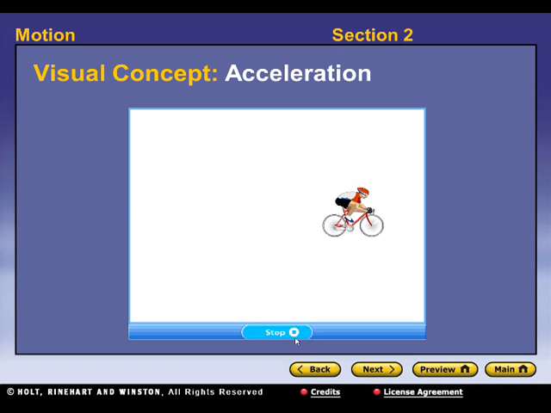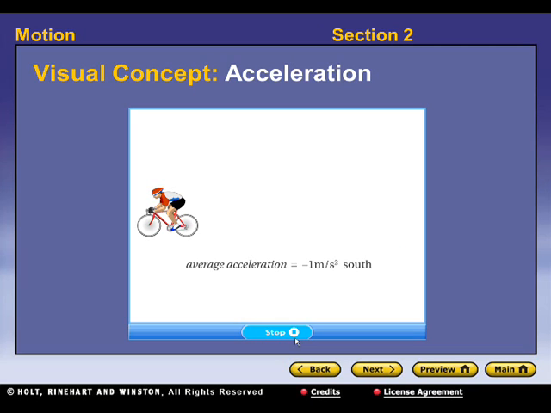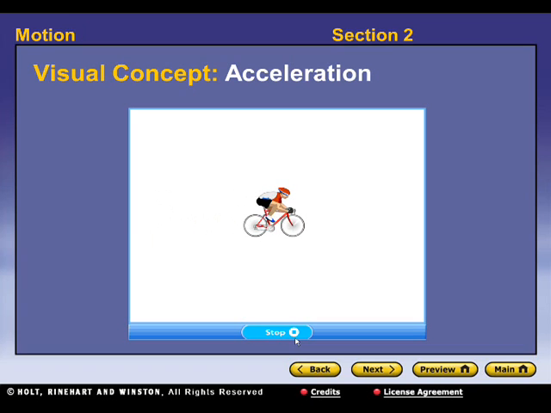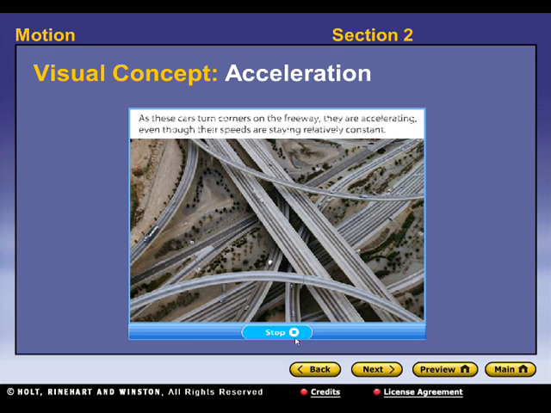If an object slows down and is traveling in a positive direction, the change in velocity is a negative value, so its acceleration will also be a negative value. If an object has a negative velocity, such as when the bicyclist heads the opposite direction and is accelerating in that direction, the acceleration will also be negative, even though the bicycle is speeding up. If there is no change in an object's velocity, its velocity is constant and its acceleration is zero. If an object has constant speed but changes direction, then its velocity is changing and it is accelerating.